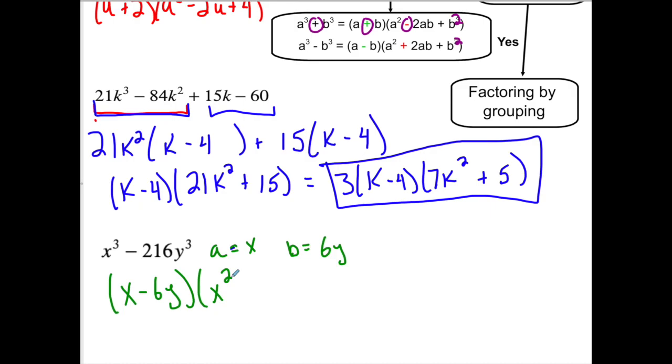Okay, now, here's where it gets tough. Opposite. Remember, we now need to do 2ab. So 2 times x times 6y. So that's 12xy, because remember, you're multiplying by 2 here. And then always positive. Okay? All right.